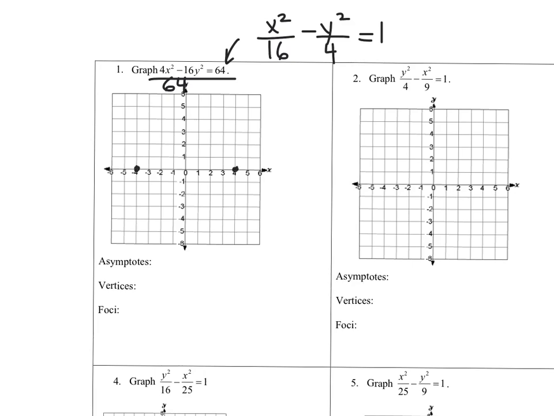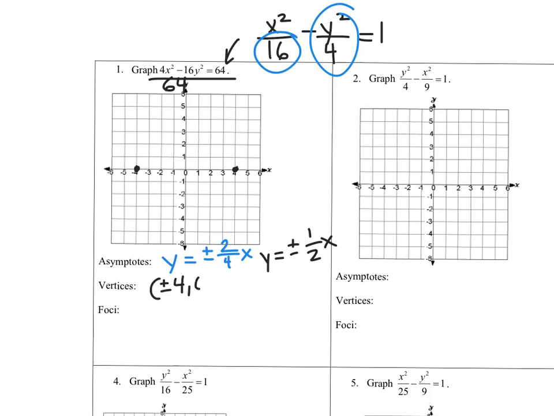So my asymptotes are going to be y equals plus or minus change in y, which is 2, because the square root of 4 is 2, over change in x, which is going to be 4 when I take the square root. So let's reduce that to y equals plus or minus 1/2 x. So my vertices I can already write in are plus or minus 4, 0, because they're on the x-axis. So I'm going to draw my asymptote. It's going to be 1/2 x.